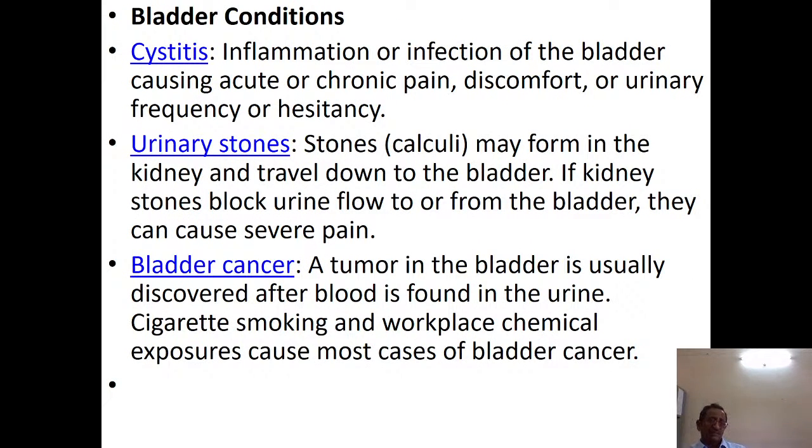Now other bladder conditions. Cystitis, that is the inflammation of the bladder due to infection, causes acute or chronic pain, discomfort, and urinary frequency or hesitancy. Urinary stones may form in the kidney and travel down to the bladder. If kidney stones block urine flow to or from the bladder, they can cause severe pain. Bladder cancer: a tumor in the bladder is usually discovered after blood is found in the urine. Cigarette smoking and workplace chemical exposure cause most bladder cancers.